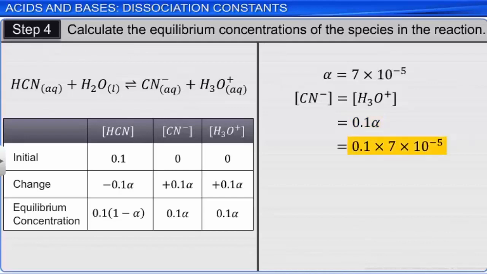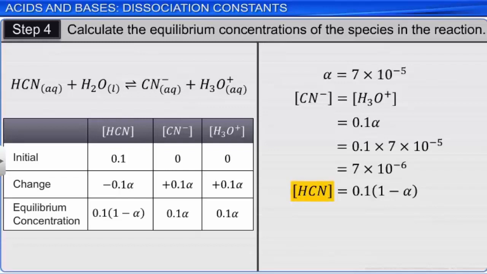The equilibrium concentration of hydrocyanic acid is 0.1 multiplied by 1 minus alpha, can be written as 0.1 multiplied by 1 minus 7 multiplied by 10 raised to the power minus 5. This is equal to 3 multiplied by 10 raised to the power minus 6.